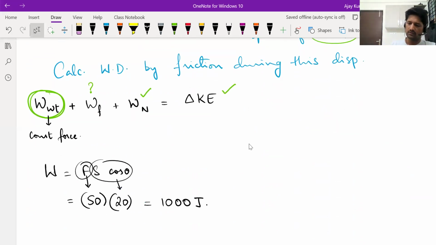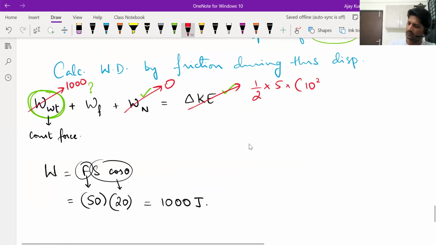Now work done by normal force we know is 0. Work done by weight we found out is 1000. Next, change in kinetic energy: half into how much was the mass? 5 kg, into with what speed is it reaching the bottom? 10. V square minus, initially it was at rest, U square.